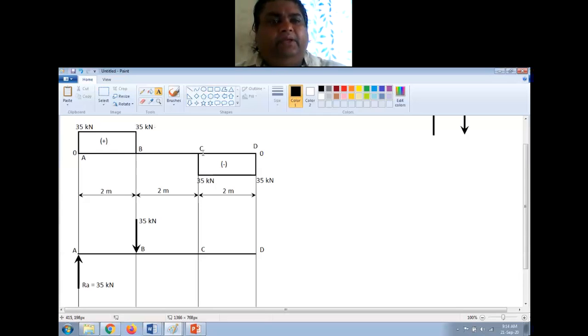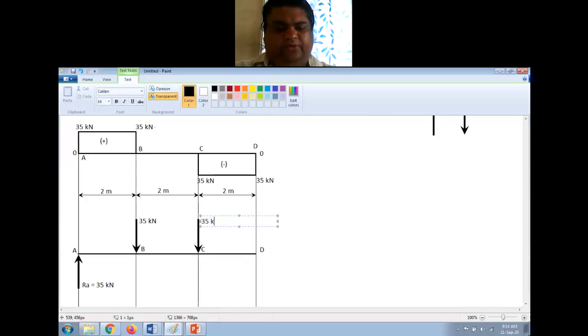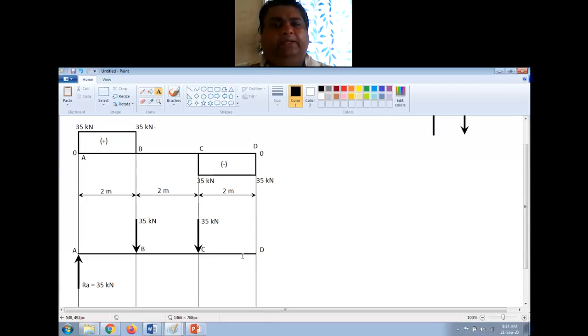At point C, there is again a shear force which is decreasing from 0 to 35. This is the negative side, minus 35, right? So that means it is a downward force, and the magnitude of that force is also 35 kilonewton. So I will put one more arrow here and the magnitude of this is 35 kilonewton. Then between C and D there is no load. The shear force is constant, minus 35 here, and here also it is minus 35.